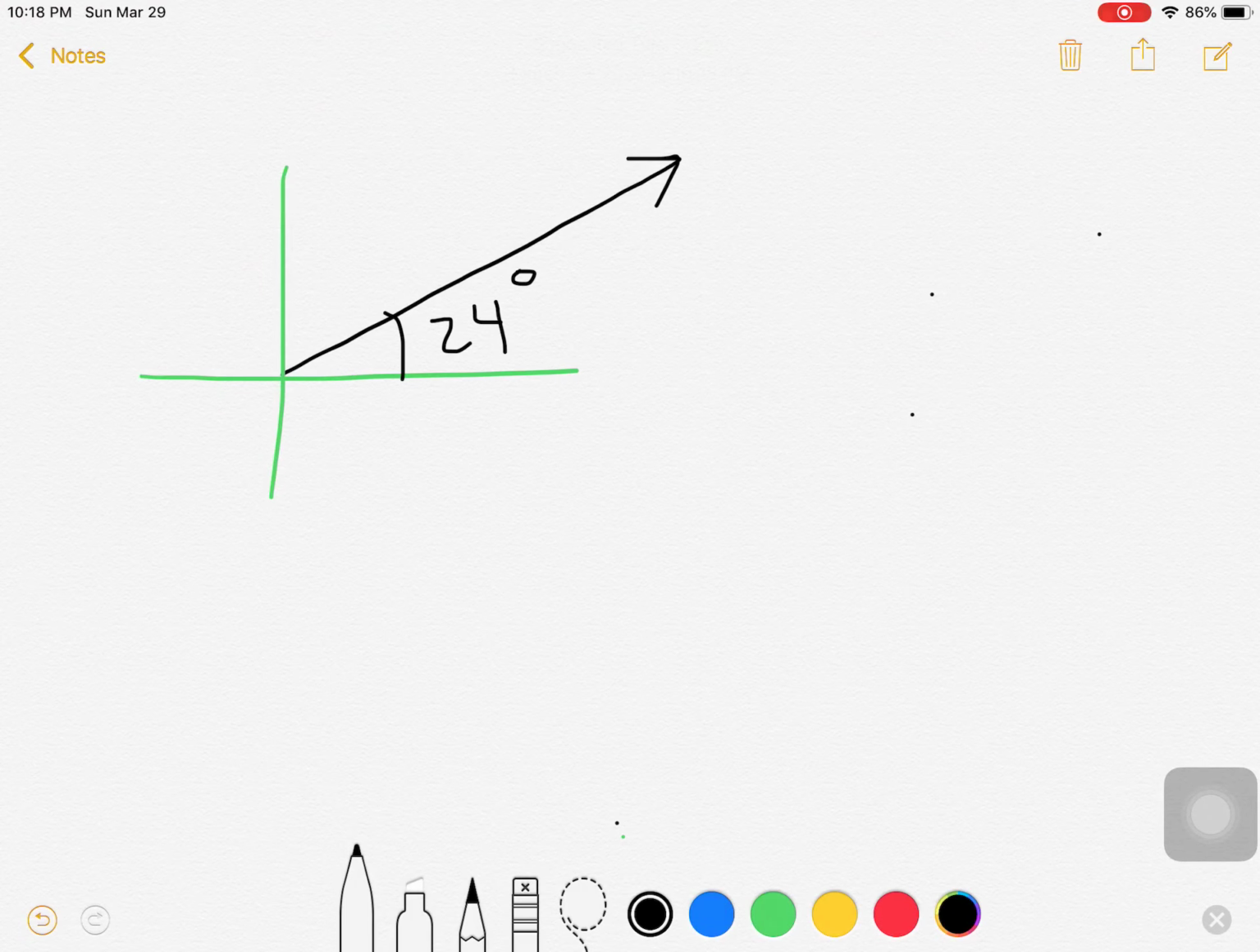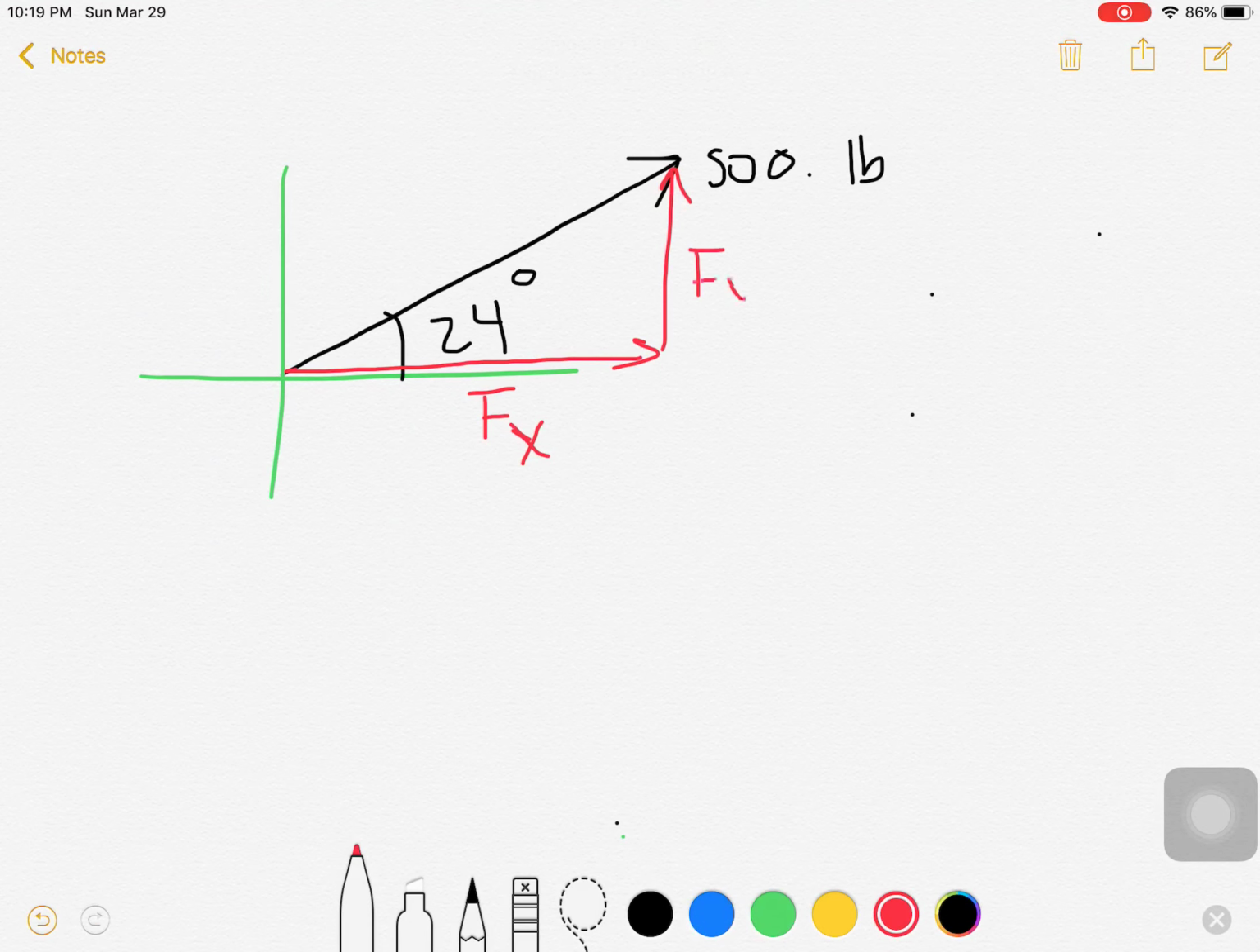We need a magnitude also. So let's say this is 500 pounds. All right, so we want to break this down into its x and y parts. So this is our x part and our y part. So force x, force y.